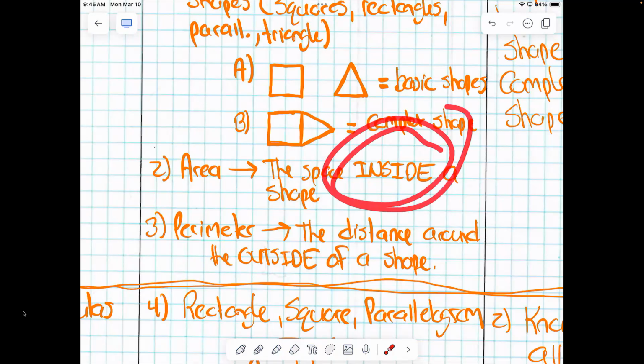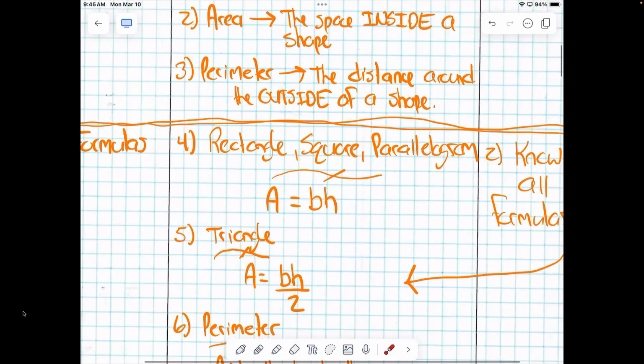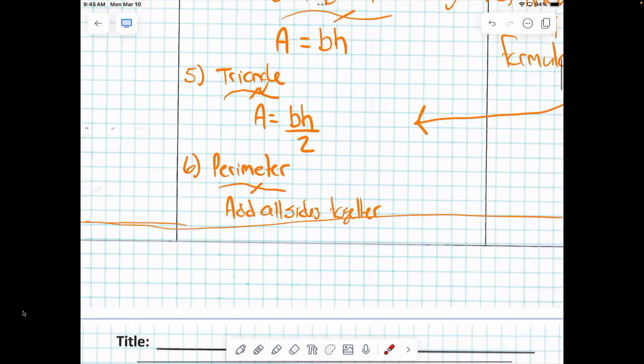Area is the space inside. Perimeter is the distance around the outside. How do you find the area of a rectangle, a square, or a parallelogram? Base times height. How do you find the area of a triangle? Base times height divided by 2. And perimeter of any shape, we just do what?